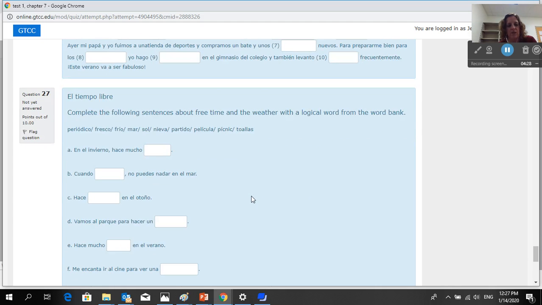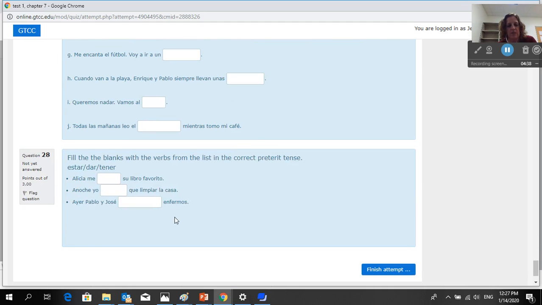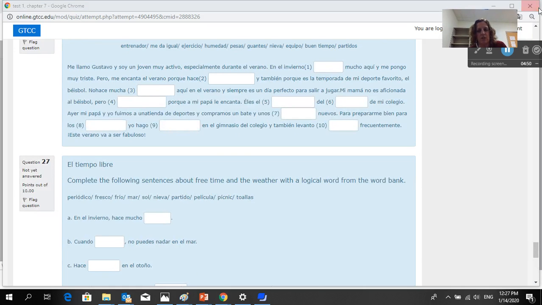El tiempo libre. Complete the following sentences about free time and the weather with a logical word from the word bank. So pick a word from the word bank and then plug it into the sentences below. And then lastly, fill in the blanks with the verbs from the list in the correct preterite tense. So you'll take estar, dar, and tener, fill them in here, and then conjugate them correctly. When you're done, hit finish attempt.